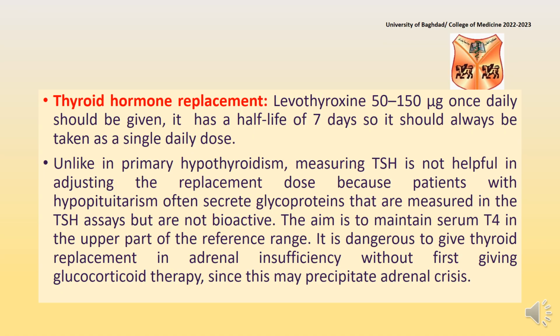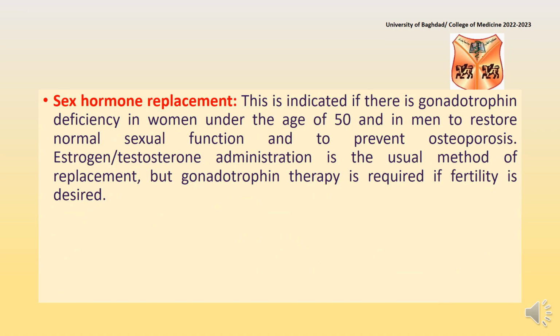It is dangerous to give thyroid replacement in adrenal insufficiency without first giving glucocorticoid, since it may precipitate adrenal crisis. The idea is that giving thyroxine replacement will increase the metabolic rate, which needs more cortisol in the body. So, in the presence of glucocorticoid deficiency and increased demand for cortisol, the patient will develop adrenal crisis without glucocorticoid replacement.